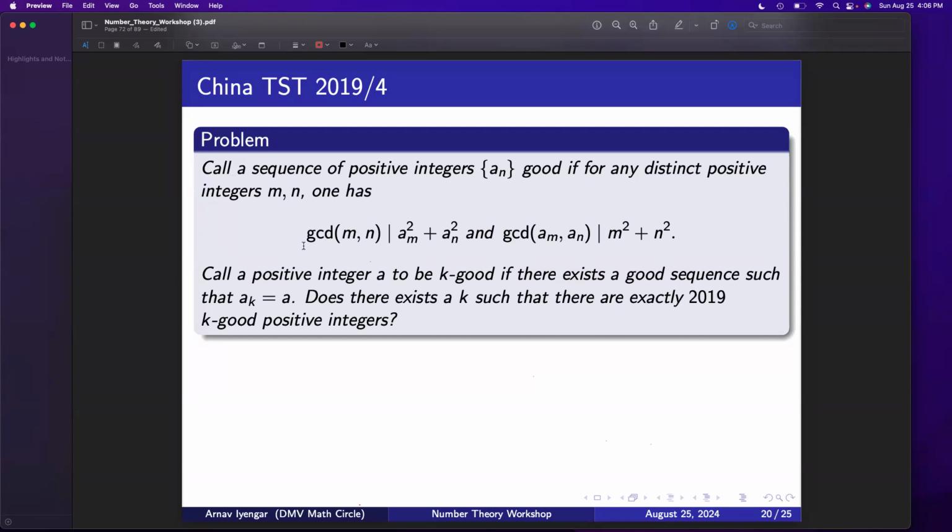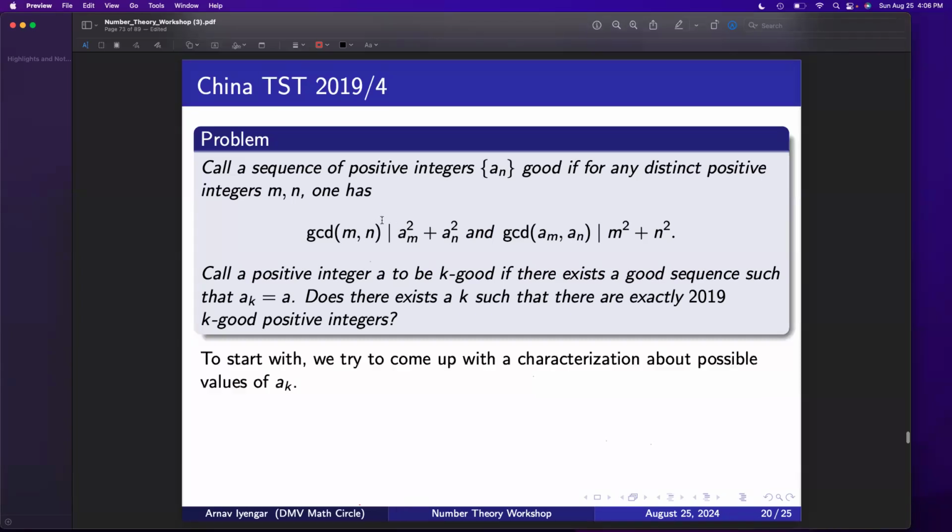So for this question, it makes sense to start by trying to find all k good numbers, or try to come up with such a characterization.